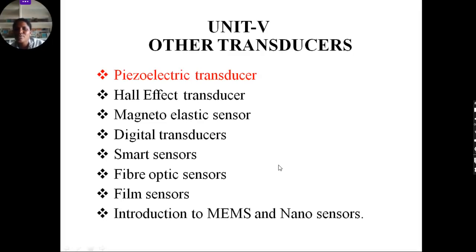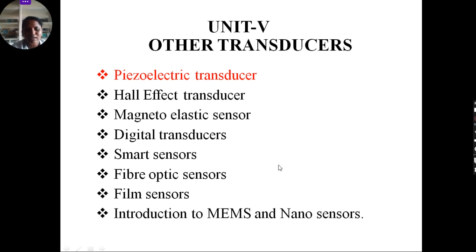Now we will discuss the topic of Transducer Engineering, Unit 5. It can be used in other transducers and applications. Most of the applications are supported by transducer engineering. Many other applications are available in transducer engineering: first of all piezoelectric, Hall effect, magnetoelastic sensor, digital transducer, smart sensor, fiber optic sensor, film sensor, MEMS, and nano sensor.